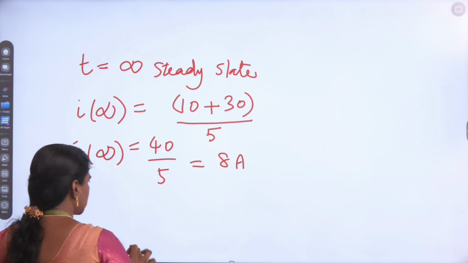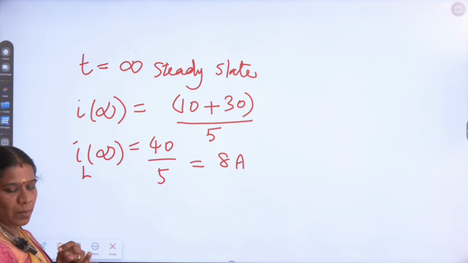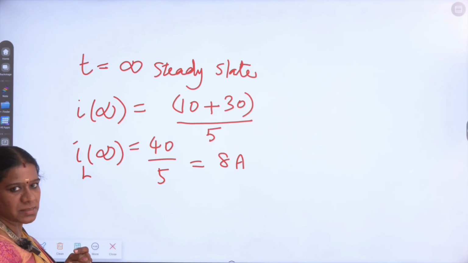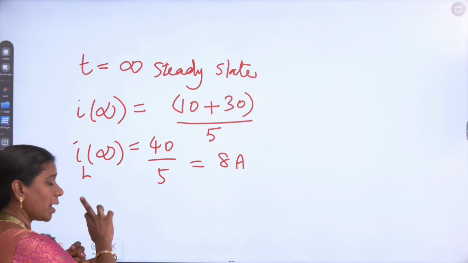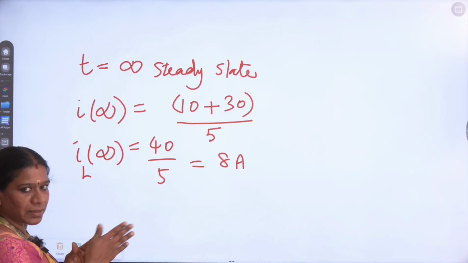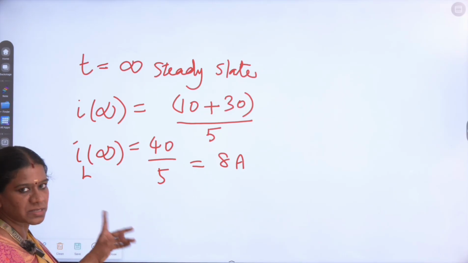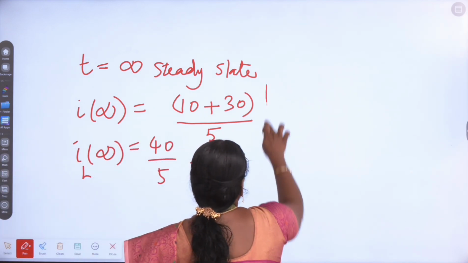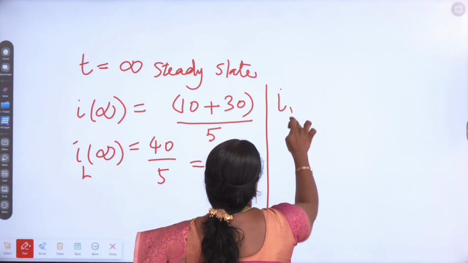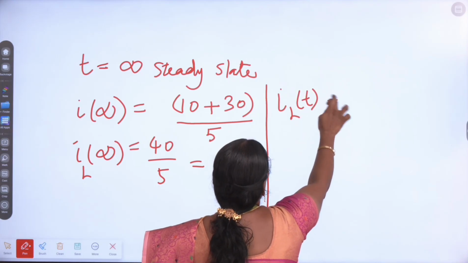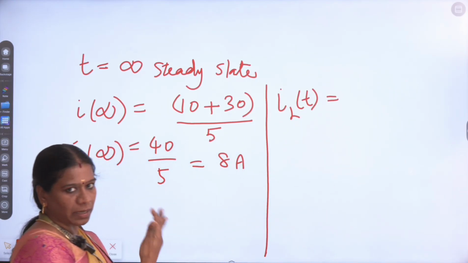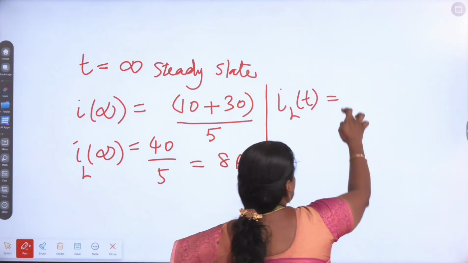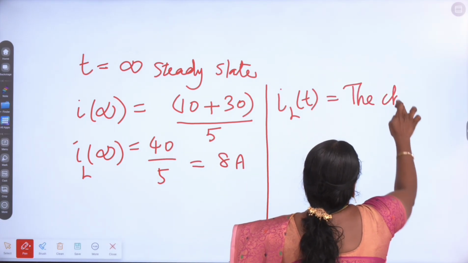So here we have the two values of current: the current passing through the inductor just after switching, IL of 0 plus, which is 10 ampere, and at infinite condition, that means at the steady state condition, IL of infinity, which is 8 amperes. Now we can talk about the current passing through the inductor at any time t, IL of t, nothing but the transient current. So this transient current can be obtained by using the charging equation.